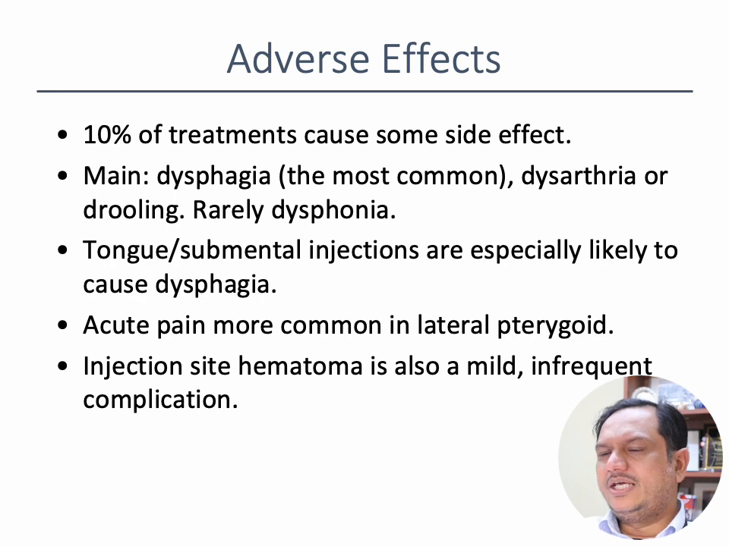Dysarthria can happen, drooling can happen, dysphonia can happen. Tongue injection can cause dysphagia much more severely, and acute pain can sometimes happen with lateral pterygoid if you don't inject it right. Hematoma, especially, will be very painful.